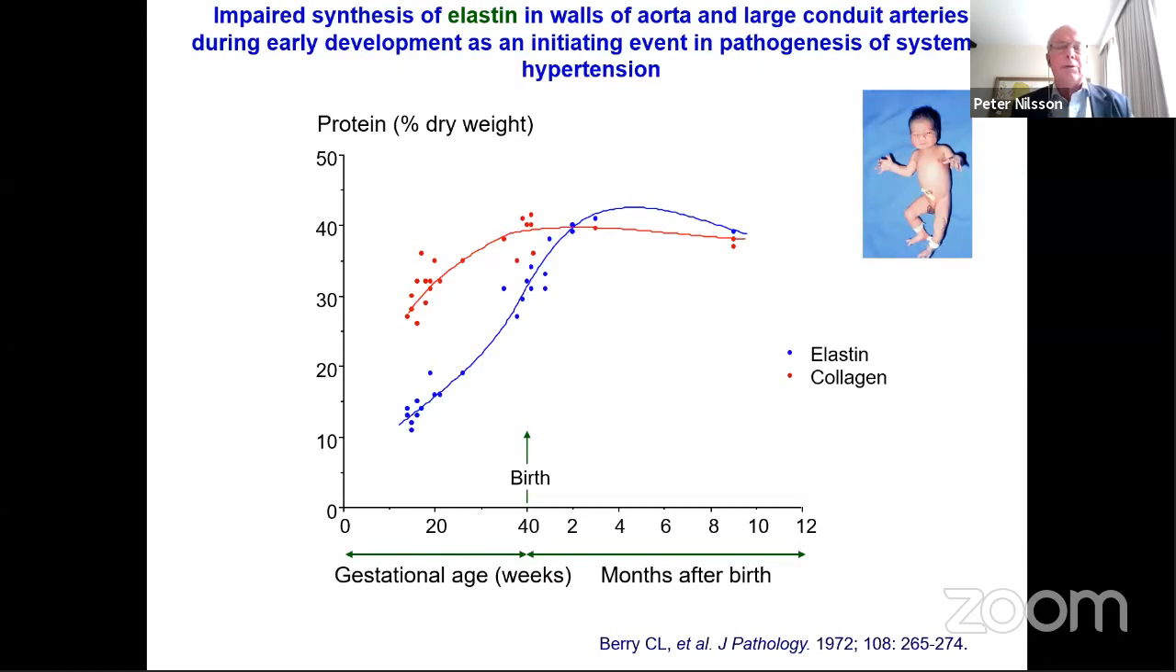And as the elastin content will gradually decrease during the life course, it's very important how much you start with at birth. If you start with a lower elastin content, it will be more rapidly depleted as compared to somebody with a normal birth weight, normal fetal development, with a higher content of elastin in the arterial wall.